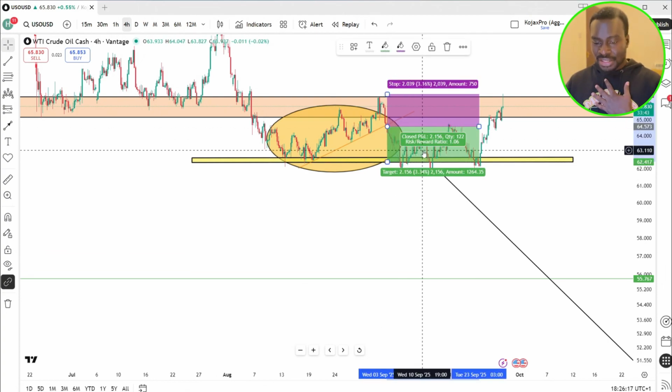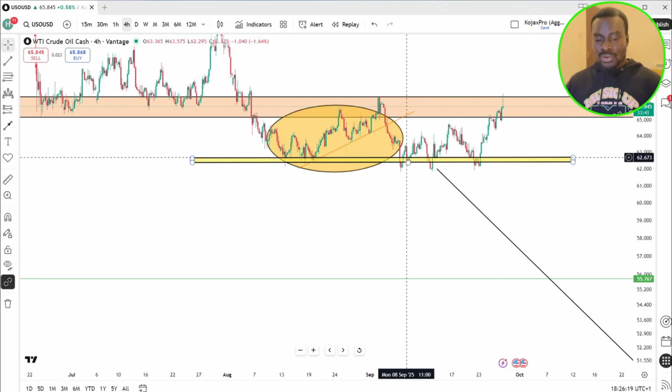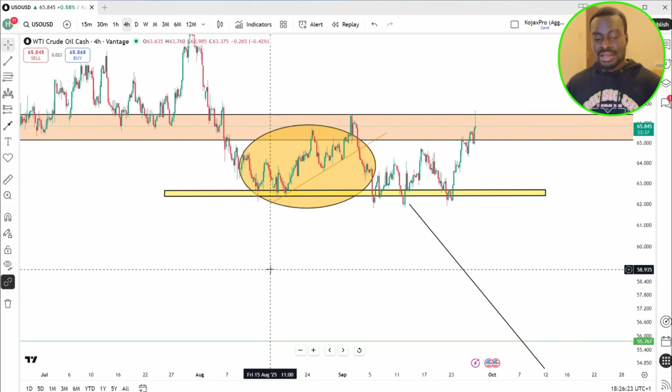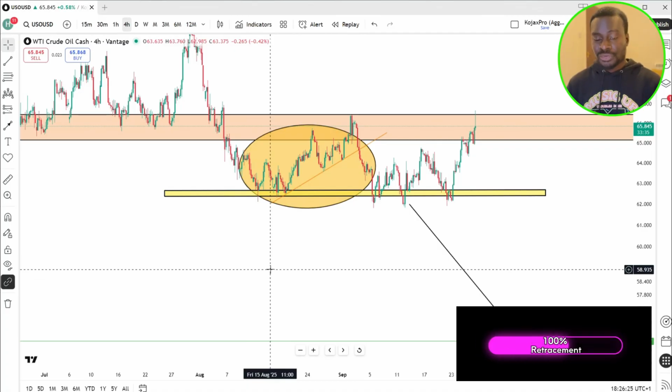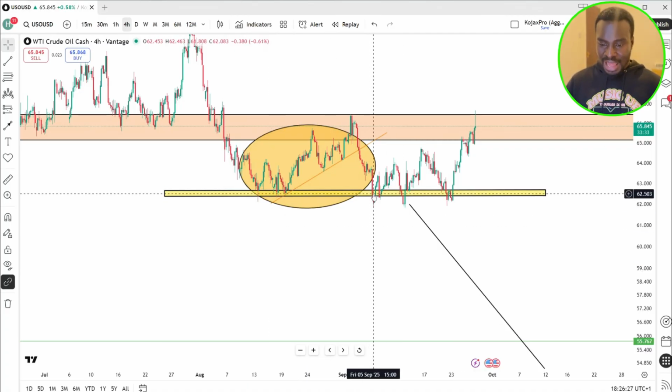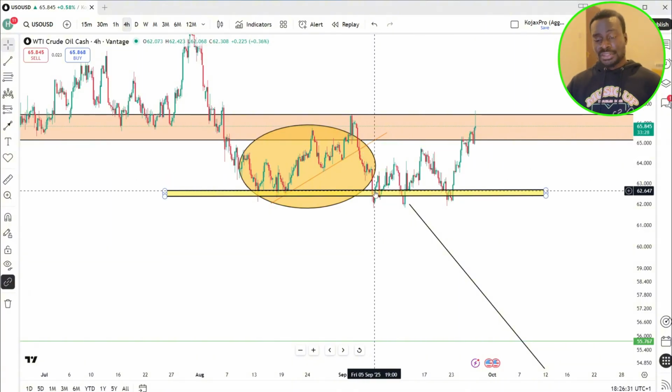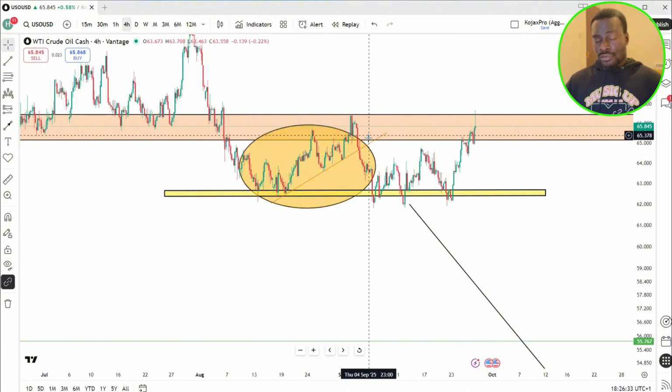Now, why is the market reacting around this region? This is what I call a very strong daily zone that is going to mature into a weekly zone, also known as the 100% retracement. You can see that the market came here. I didn't take more trades. Actually, I've closed out a major portion of my profits, and I moved my stop loss to break even.